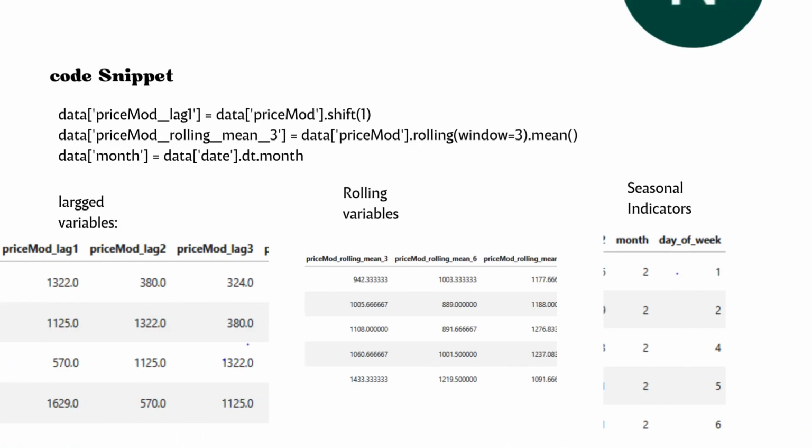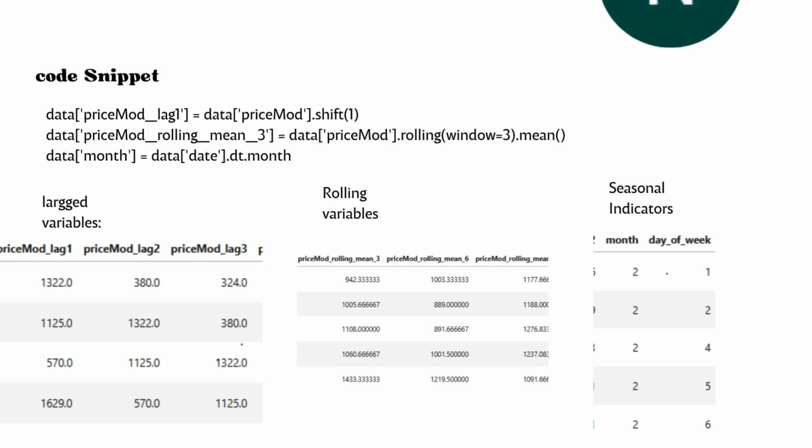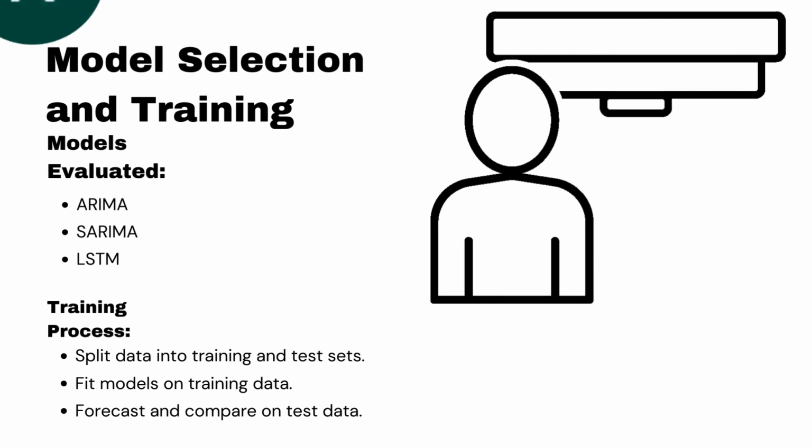Here is an example of the code. We have data price mode lag 1. We create a new column called price mode lag 1 that equals data price mode dot shift 1. We do the same for rolling statistics. We took the rolling average with the window equal to 3. We do multiple variables for each one. Now we're going to move to model selection and training.